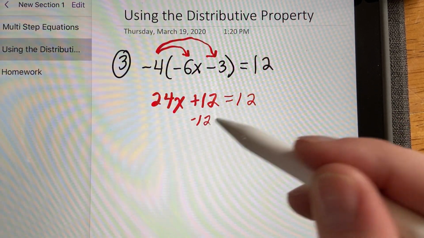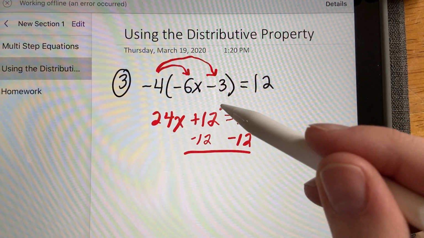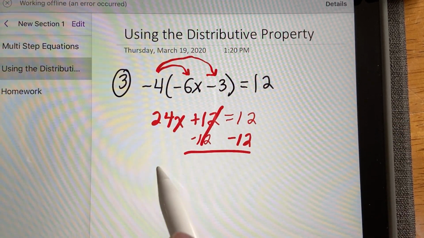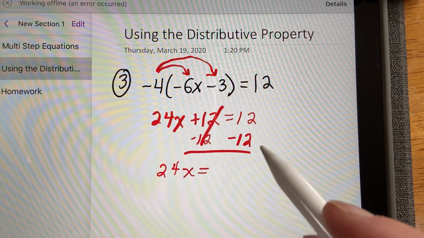So subtract 12 on both sides. Make sure you're lining up the 12s underneath of the 12s. So 12 minus 12 is 0. So carry down this 24x. And that equals 12 minus 12 again, which is also 0.